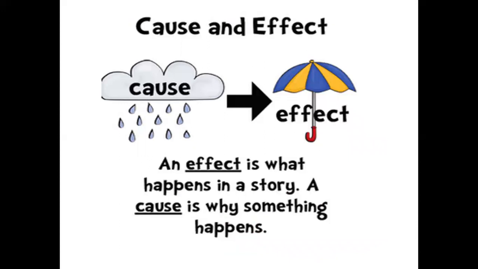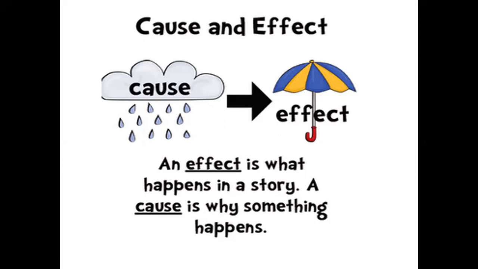Let's look at here. If it's raining, I need to use an umbrella. So why am I using my umbrella? Because of the rain. So the cause is the rain. The effect, or the result, is that I used my umbrella. So the effect is what happens in the story. The cause is why something happened.